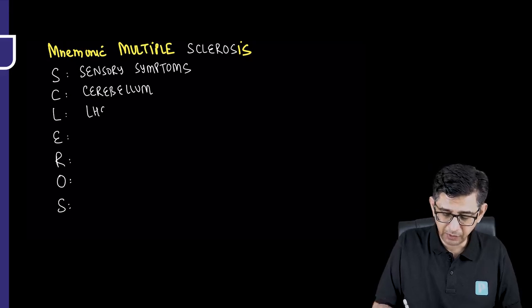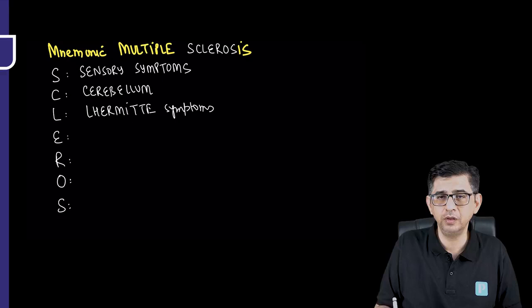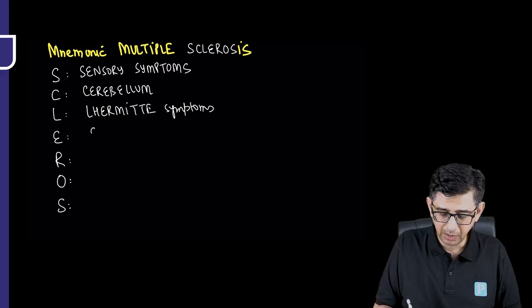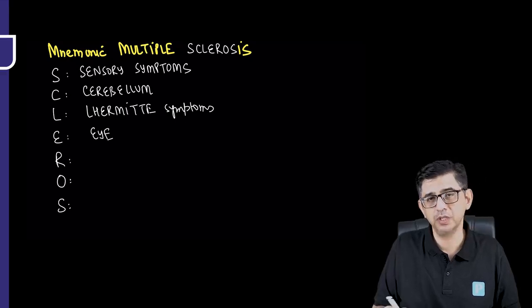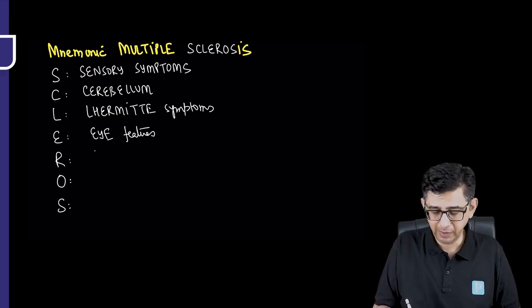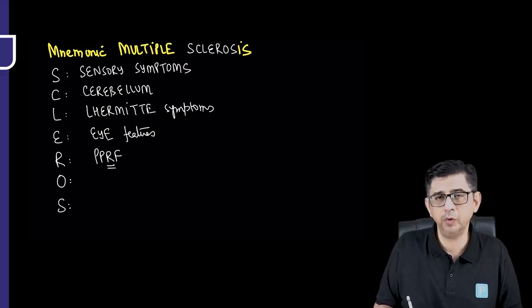Alphabet L stands for a very classical manifestation that we traditionally used to read with, the Lhermitte syndrome, that shooting pain in the neck, and now we read about this as an ancillary symptom in multiple sclerosis. I is the eye manifestations, about which I have already talked about in detail. Then alphabet R is mainly to remind you of the parapontine reticular formation, the R of the parapontine reticular formation is the one which is to be remembered.